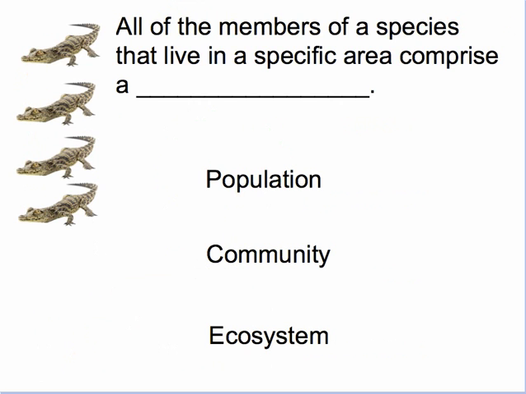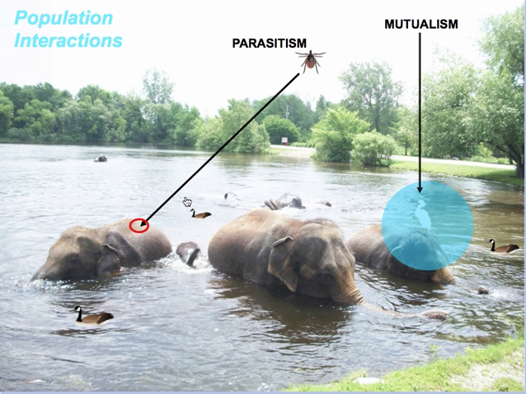Another quick review question. All of the members of a species that live in a specific area comprise a population. Let's move ahead now to the issue of relationships and population interactions, and let's have a look at our picture here with 3 elephants in the foreground. There are some more, actually there are 6 or 7 of them here in the picture.